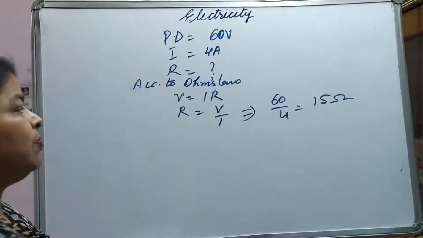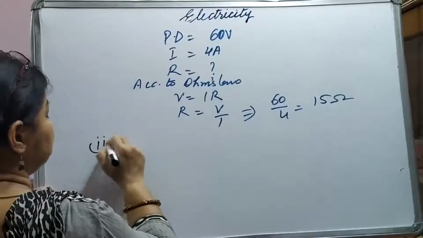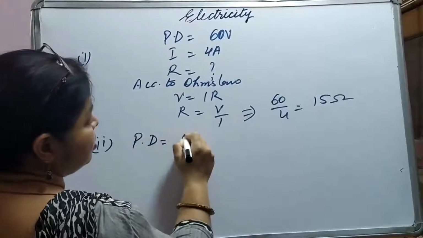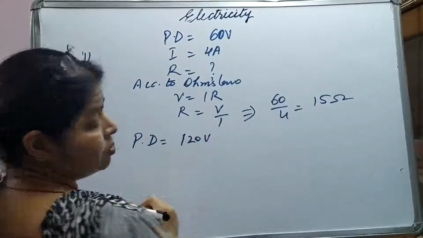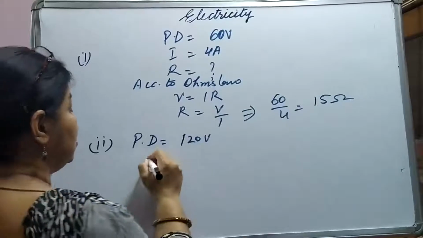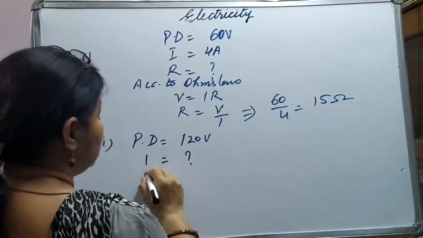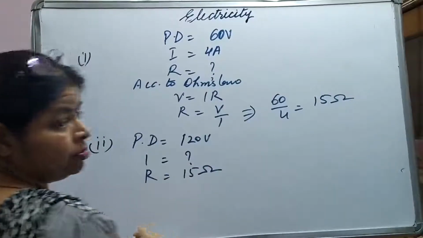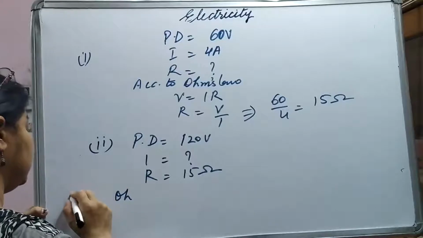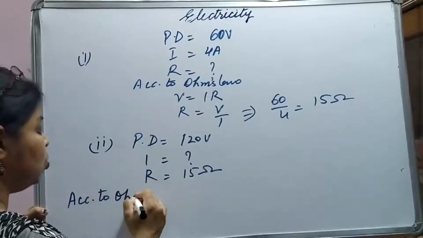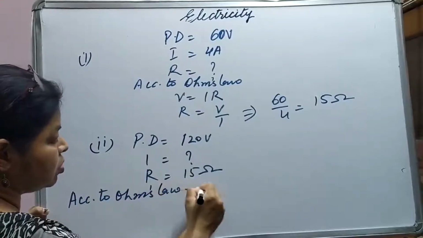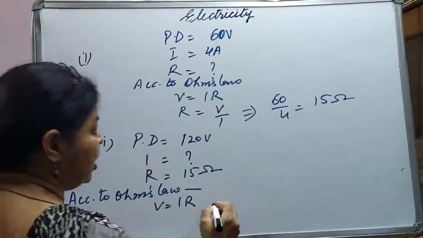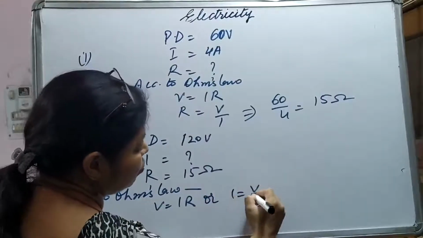Okay, so let us see second case. This was first case. Now potential difference is how much? 120 volt as per the statement. Current we need to find out. Resistance that we have found out will be same, 15 ohm. So again applying Ohm's law, what it becomes? V is equal to IR. We have to find out I, or I is equal to V upon R.